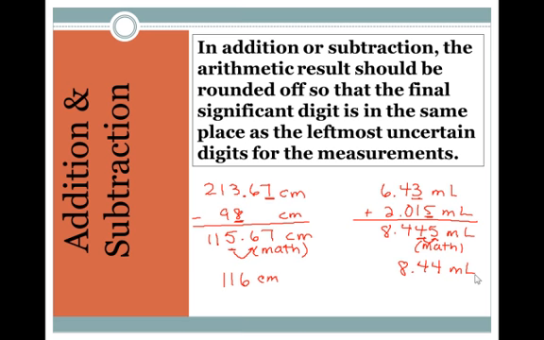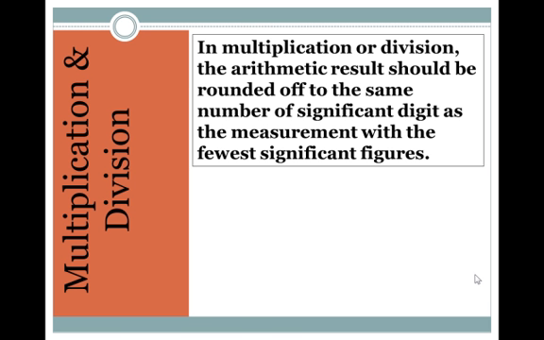Okay, let's move on to our next rule. In multiplication and division, the results should be rounded off to the same number of significant digits as the measurement with the fewest number of significant digits. So let's look at our example. Let's take 12.0 centimeters, and we're going to multiply it by 4.3 centimeters, and we get a math answer of 51.6 centimeters squared.